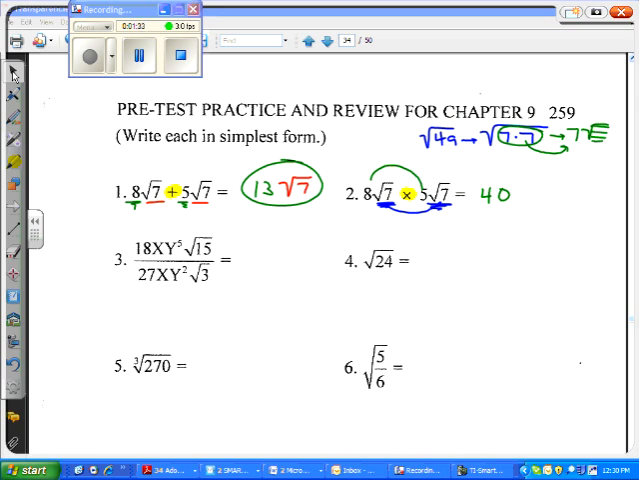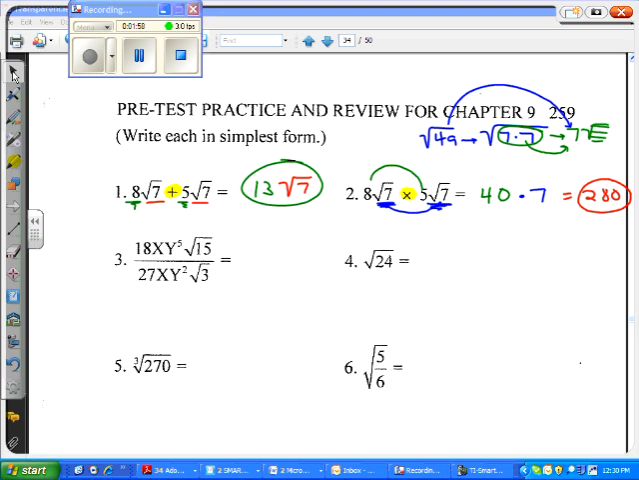If we wrote it as square root 49, we would say what times itself equal 49, and the answer is 7. So square root 7 times square root 7 is square root 49, which is 7. So we're going to have 40 times 7 in this case, and 40 times 7 is 280. Any questions on number 2?